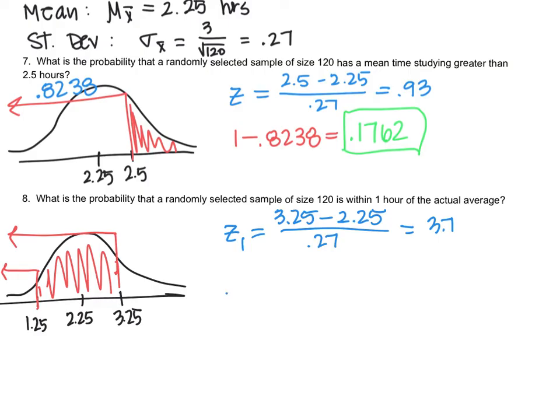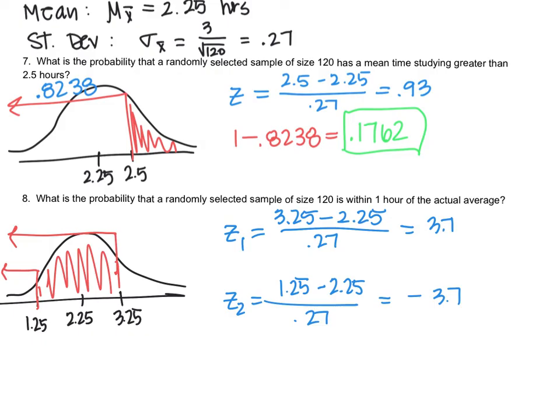So our first z-score, I'm going to do the area above, so 3.25 minus 2.25 over our standard deviation of 0.27. So now we're within 1 hour, so the numerator is going to be 1. So that's going to give us a z-score of 3.7. Our second z-score, we want an hour below, so that's 1.25 minus 2.25 over 0.27, which we're 1 hour below, so when your numerator is -1, we divide it by 0.27, and we get -3.7.